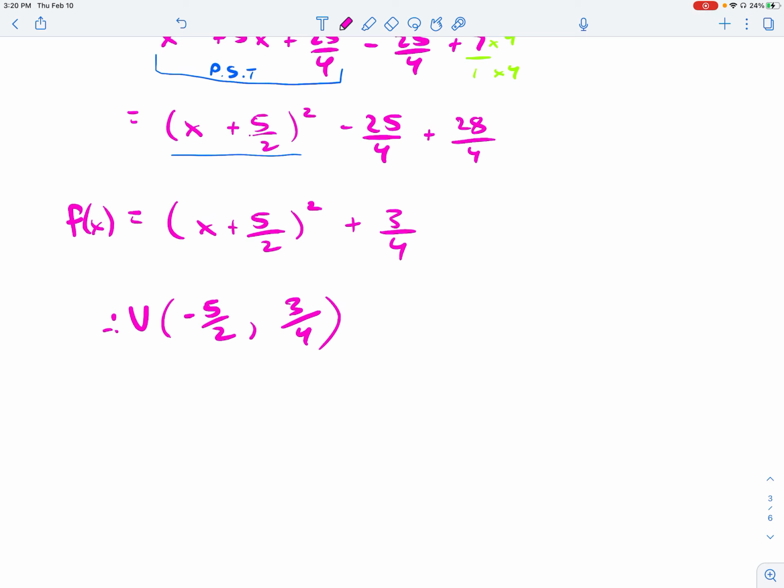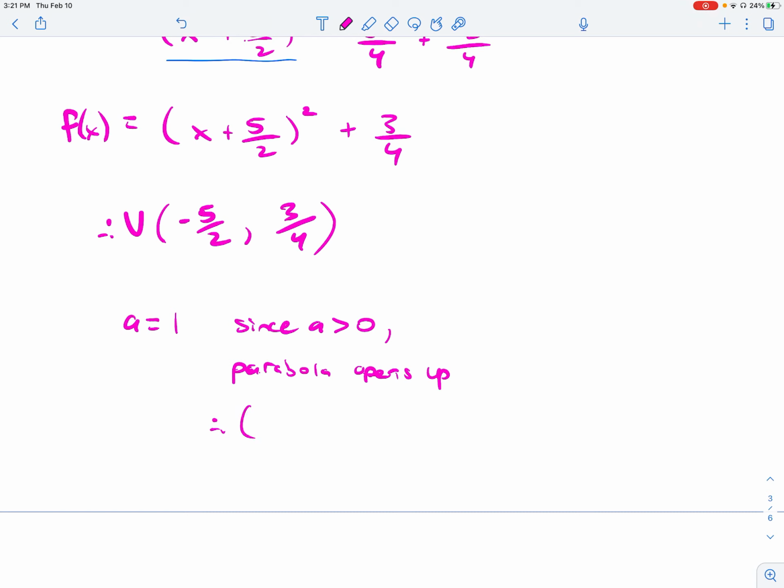So a is equal to 1. And then we can say since a is greater than 0, we can say the parabola opens upwards. Therefore, negative 5 over 2 must be a minimum. So I'm just explaining the reasoning and how we got this part here. Our a value is a positive 1, so it's got to open up.